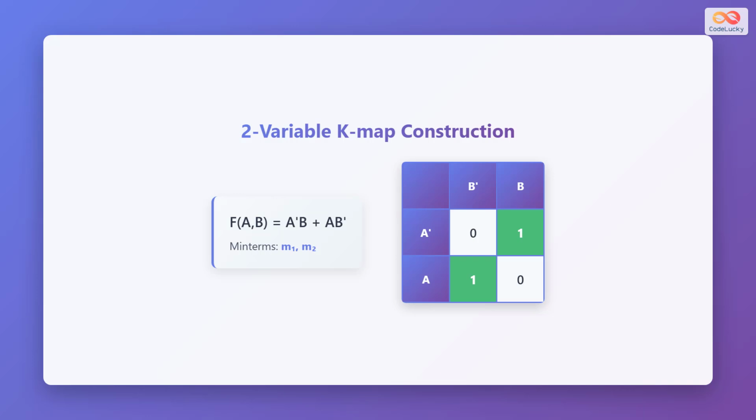Let's construct a two-variable K-map for the function f of a, b equals a prime b plus a b prime. This function consists of two minterms, m subscript 1 and m subscript 2. To construct the K-map, we place a 1 in the cells corresponding to these minterms. Specifically, we place a 1 in the cell where a is 0 and b is 1, which represents a prime b, and in the cell where a is 1 and b is 0, representing a b prime. The remaining cells are filled with zeros.